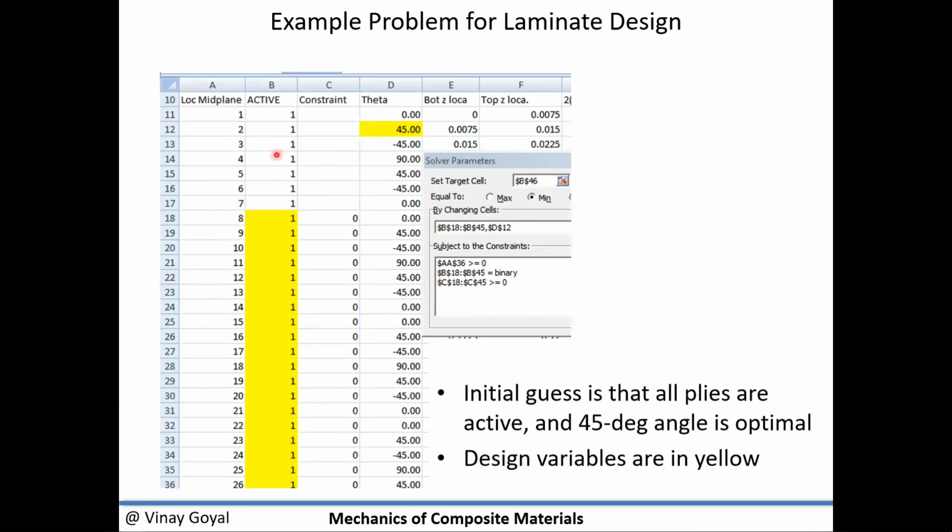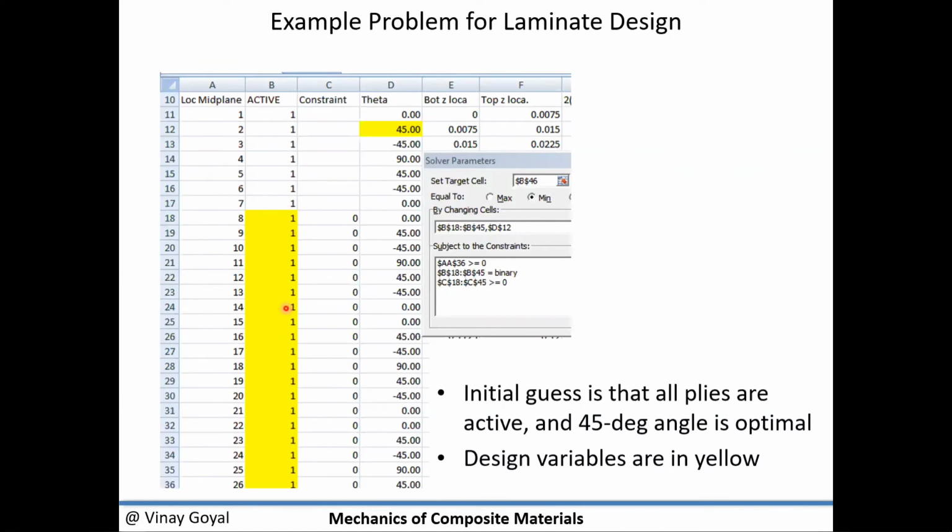So local midplane location is 1. And what we want to do is start adding or removing plies. And the constraint is going to be put in here to ensure that we don't have a situation where I have empty plies in between. So this is really where the magic happens. These are the ones that could be changed from 1 or 0, but we don't want zeros in between.